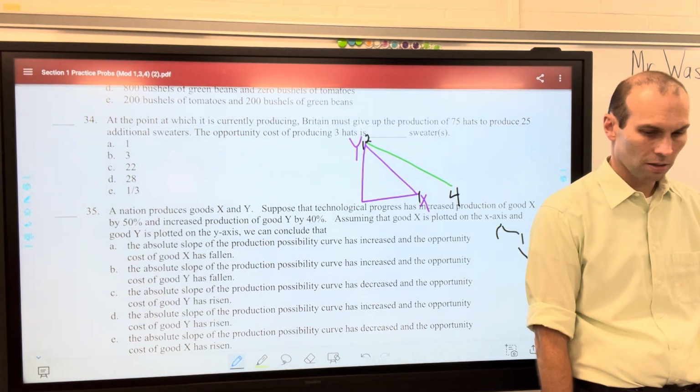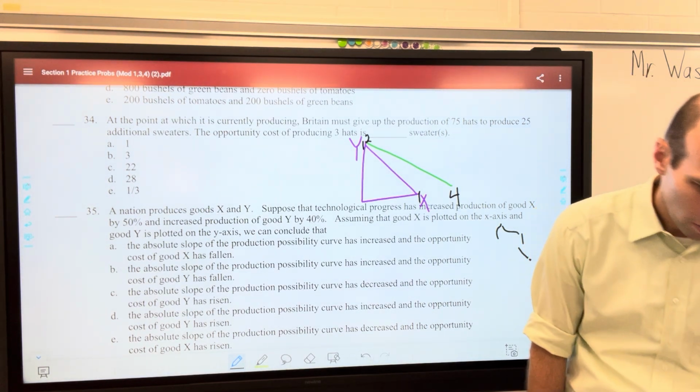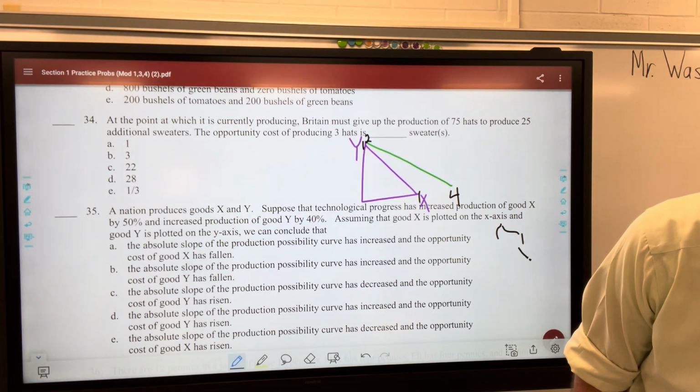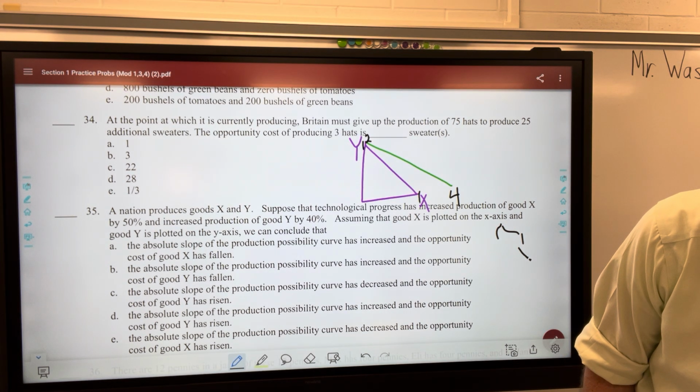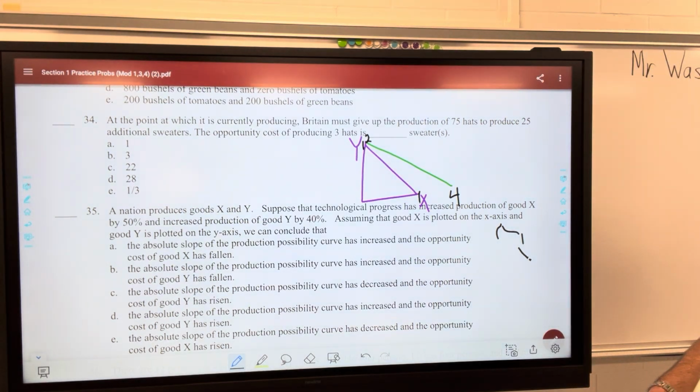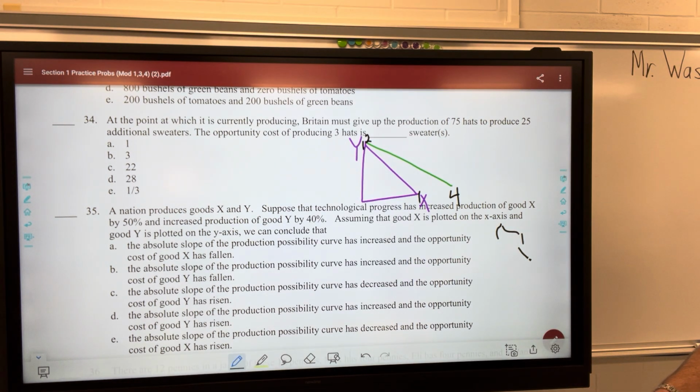What does the key say? Oh, I don't know. The slope is decreasing, right? Okay, I see what happened. Hold on. The absolute slope of the production possibilities has decreased. And the opportunity cost of Y has risen.